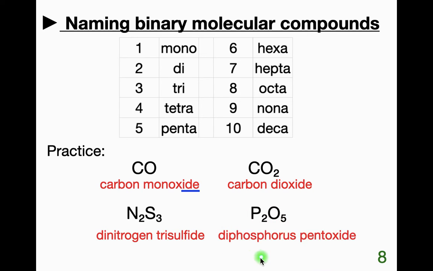And then the last one, diphosphorus pentoxide. Now notice that the prefix is actually penta, but we don't say pentaoxide, we just say pentoxide. So sometimes we drop the vowel on the prefix. Don't get overly concerned about that, just be aware that that is the case. That also occurred for monoxide, so it's mono and then oxide, but we don't say monooxide, we just say monoxide, so we dropped one of the O's. That's it for naming.